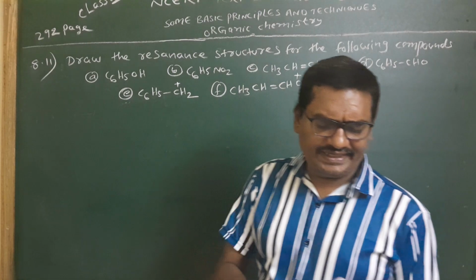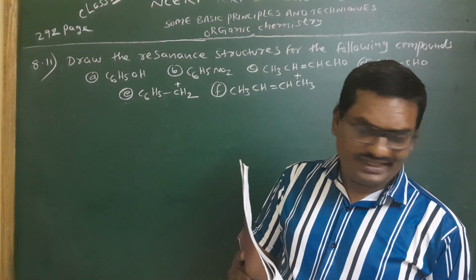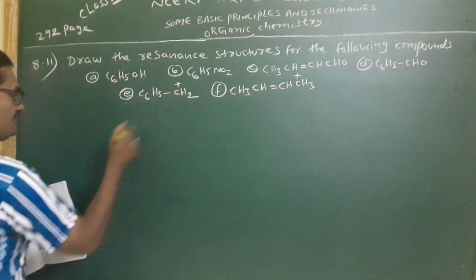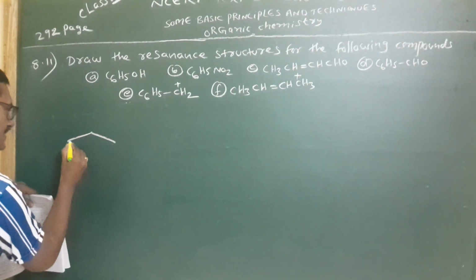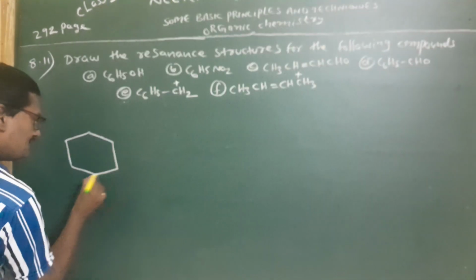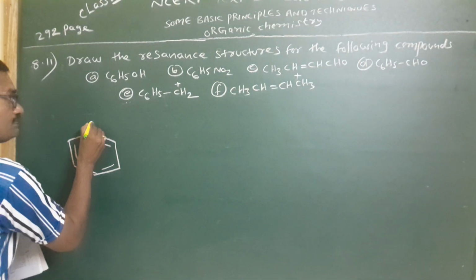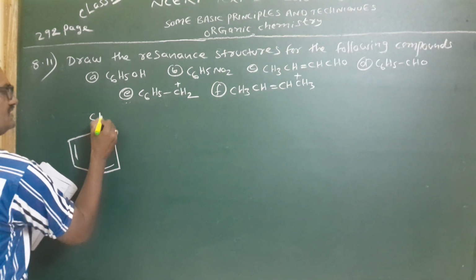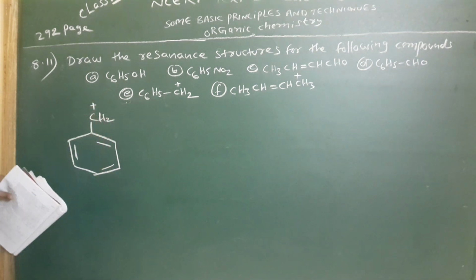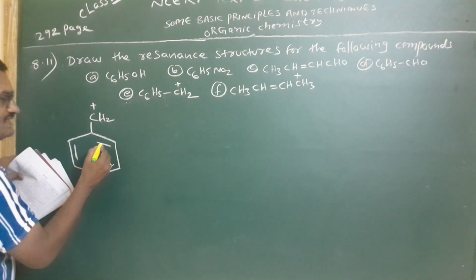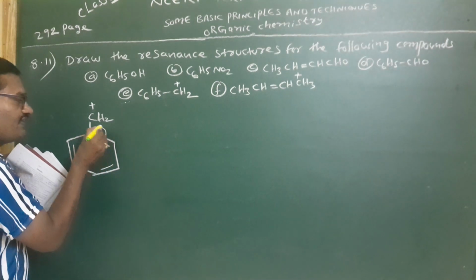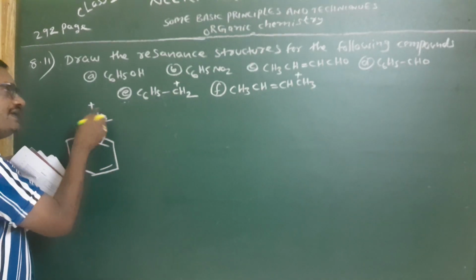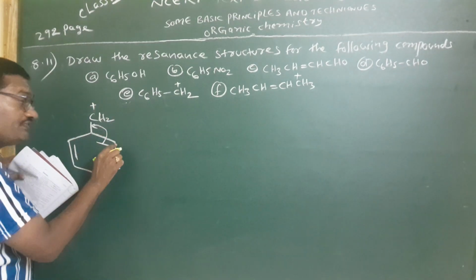Next, E, C6H5CH2 plus. So the group is C6H5CH2. It is the benzene group. It is the benzene. In this place, the carbon contains CH2 plus. So CH2 plus is also electron withdrawing. It is converted into this place, and then it becomes neutral. The pi bond is shifted into this place.